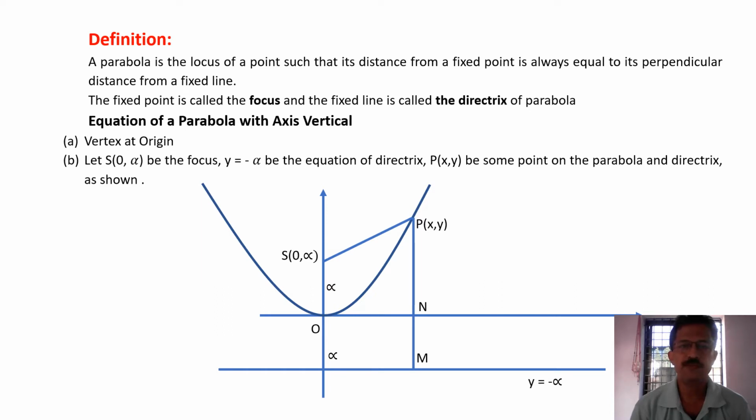Now we shall derive the equation of a parabola when its axis is vertical and vertex at origin. Suppose its focus is at the point 0, a, which is a point on the y-axis. Then the equation of directrix will be y equal to minus a. So consider a point, say P(x, y), on the parabola.